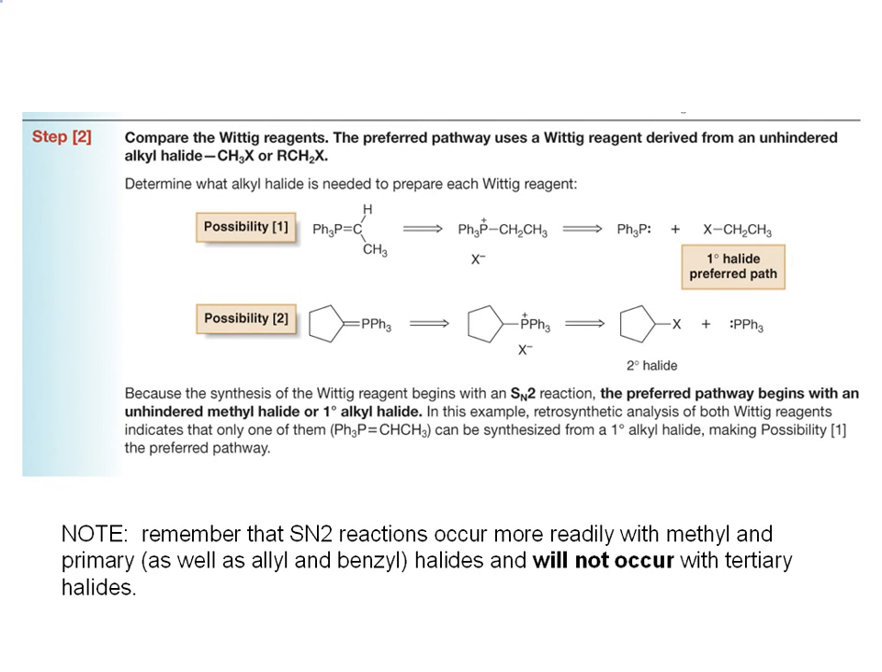Would it be wrong to make compound A in the previous slide by possibility two? No, it wouldn't. It would be wrong, however, if you tried to do the Arbuzov reaction with a tertiary halide. Remember that that's a very fundamental concept of sophomore organic, where you can't do SN2 chemistry on tertiary halides.